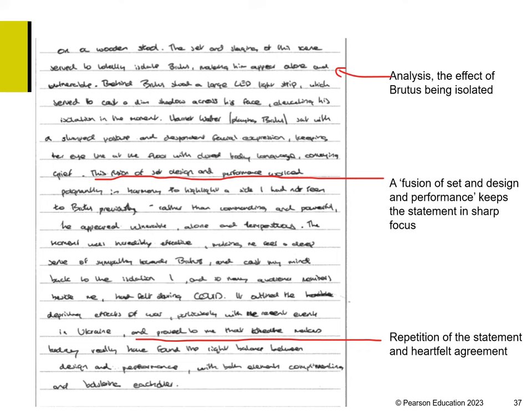It then goes on to talk about Harriet Walter, who was playing Brutus. So you've got your performance element here, sat with a slumped posture, despondent facial expression, etc., etc. So this is what happened, and this is the drilling into the detail. That's where you get the analysis, the impact of something.